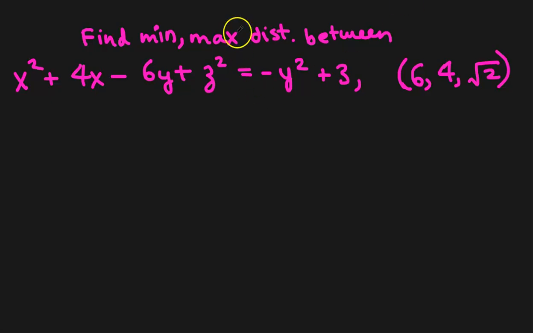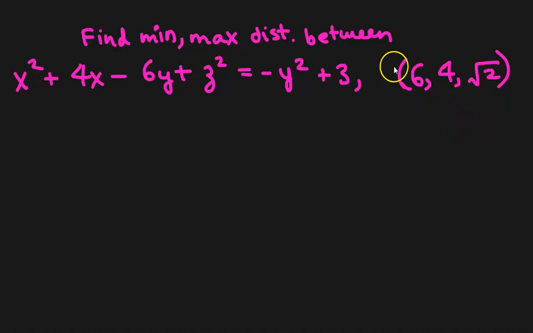Let's take a look at this equation that we're given here on the left hand side. x squared plus 4x minus 6y plus z squared equals negative y squared plus 3. And take a look at this point over here, (6, 4, root 2). So of course, based on the x, y, z and the 3 coordinates over here, this is a 3D question.